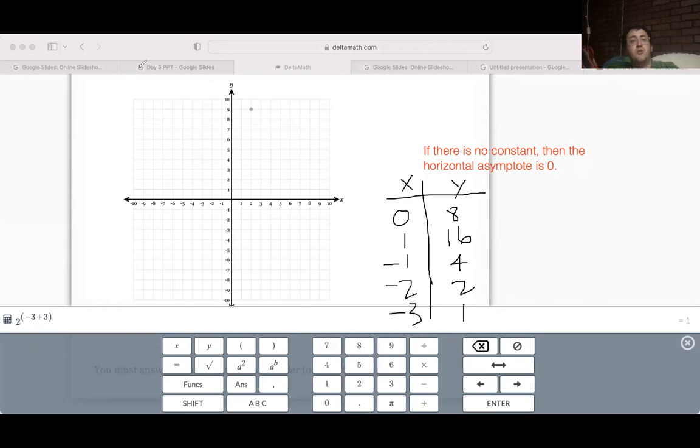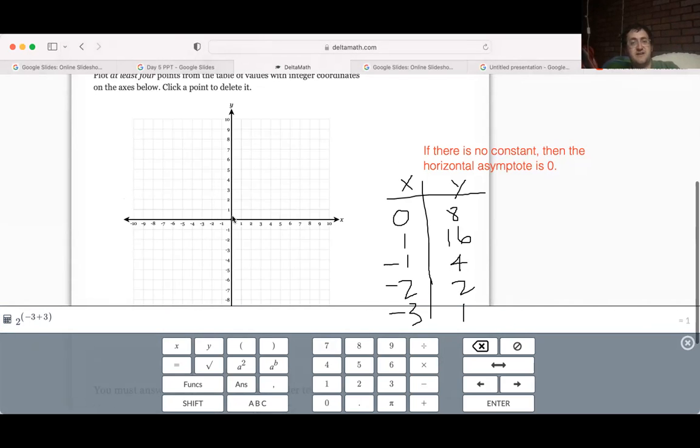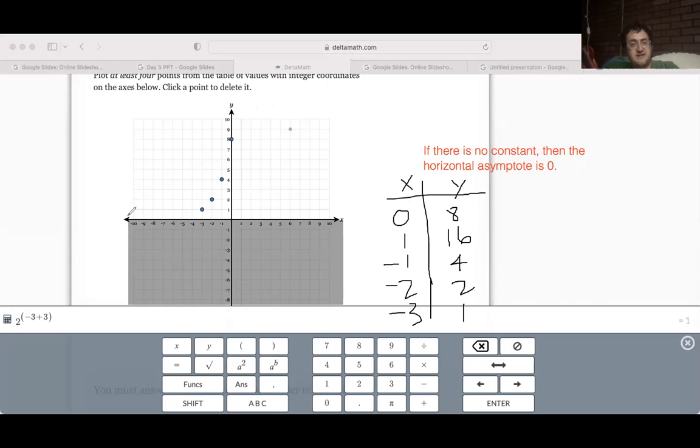And then I'm just going to plot the points. So I'm going to use that tool. It says click the points. So 0, 8, -1, 4, -2, 2, and -3, 1. And the horizontal asymptote we took note of as 0. So we are not going to go below 0. So that's the black zone. And then I'm just going to plot my points and connect the dots. So what that graph should look like is something like that. And of course, you want to use the Delta Math tool to trace.